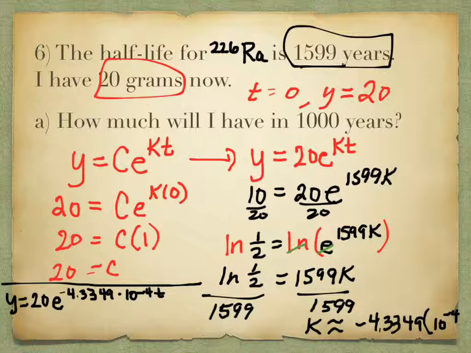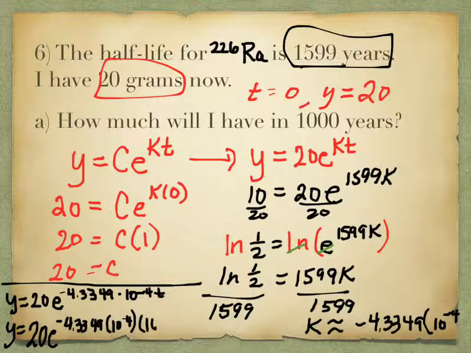And then we can answer the question, how much will I have in 1,000 years? So we'll plug our 1,000 in for T now, right? So we have y equals 20 e to the negative 4.3349 times 10 to the negative 4th times 1,000. What do you end up with? How much? 12.96, which is more than 10, isn't it? Oh, that's good news. At least we know that it seems reasonable.